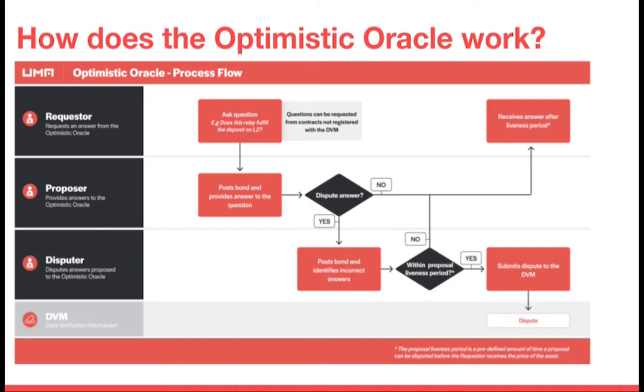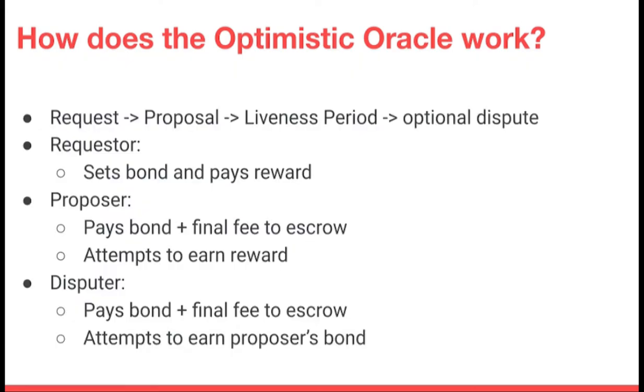I would highly recommend going in and reviewing this diagram again, because there are a lot of components to this. But I think thinking about it from the perspective of who the personas are in the system makes it relatively intuitive. So here is a summary of what we just talked about. The process is always: there's a request for information, there's a proposal in response to that request, there's then a challenge or liveness period where that proposal can be reviewed. And then optionally and rarely, there can be a dispute filed on that proposal.